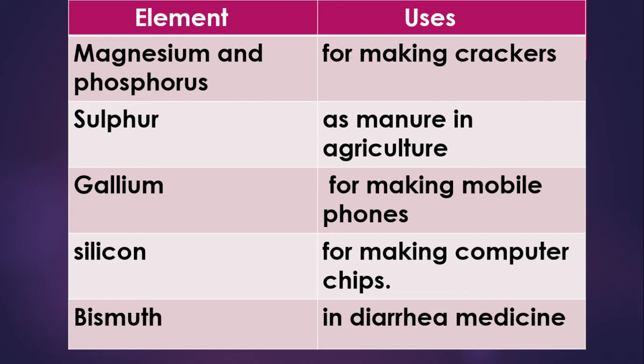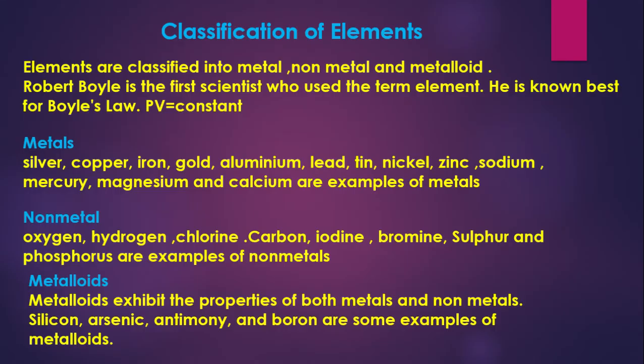Gallium is used for making mobile phones. Silicon is used for making computer chips. Bismuth is used in diarrhea medicine. Classification of elements. Elements are classified into metals, non-metals and metalloids. Robert Boyle is the first scientist who used the term element. He is best known for Boyle's law, PV equals constant.